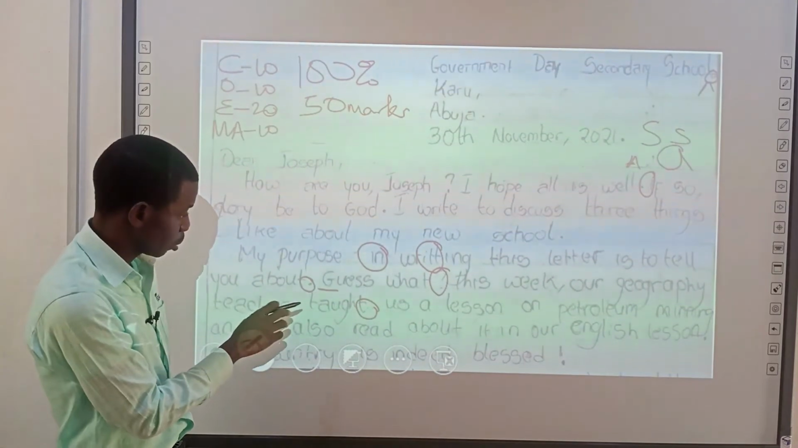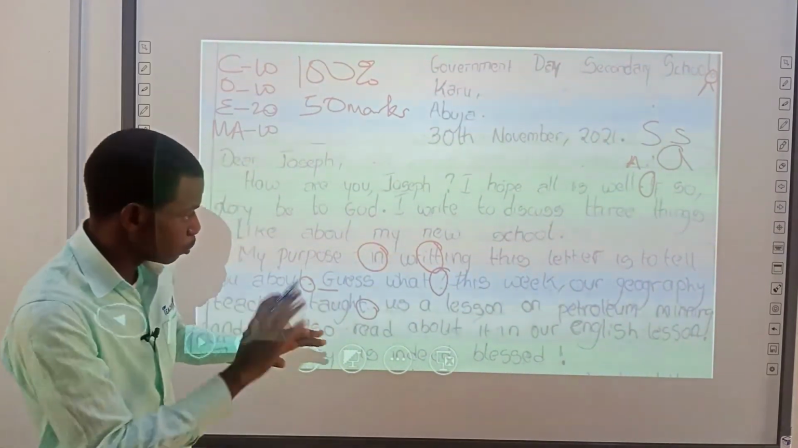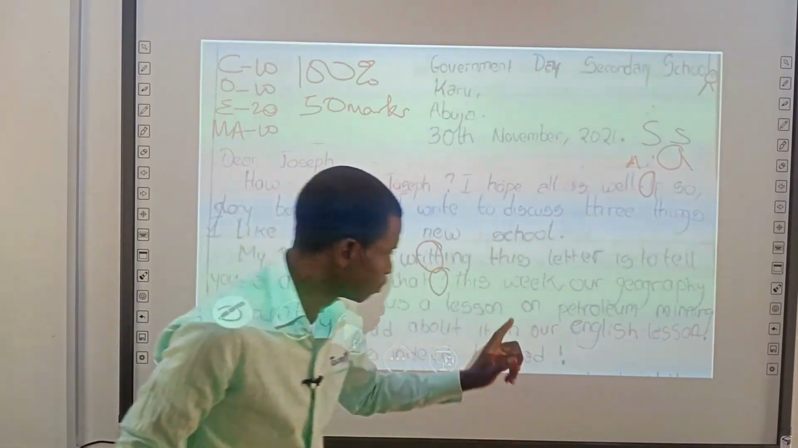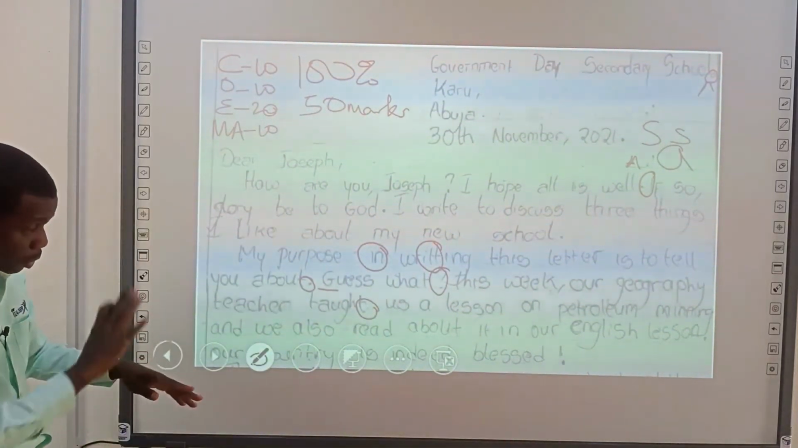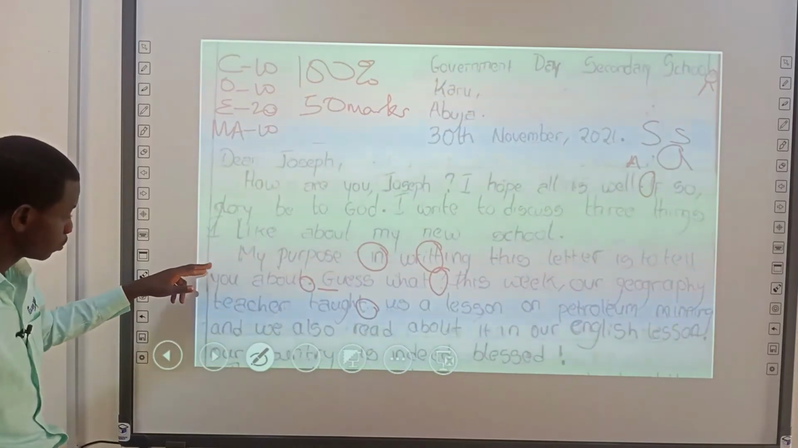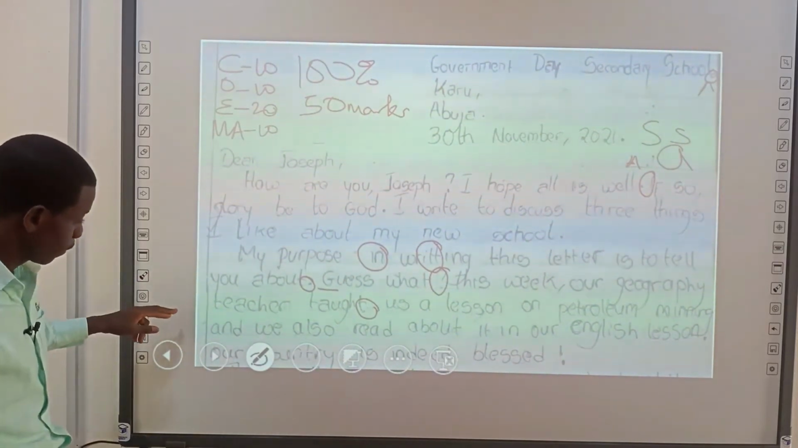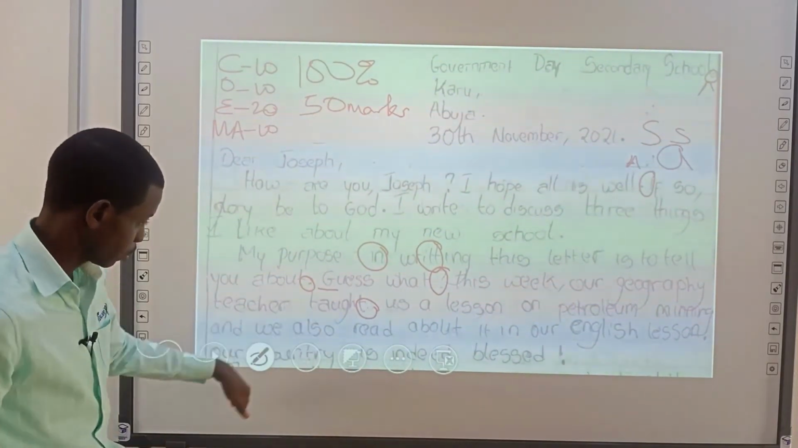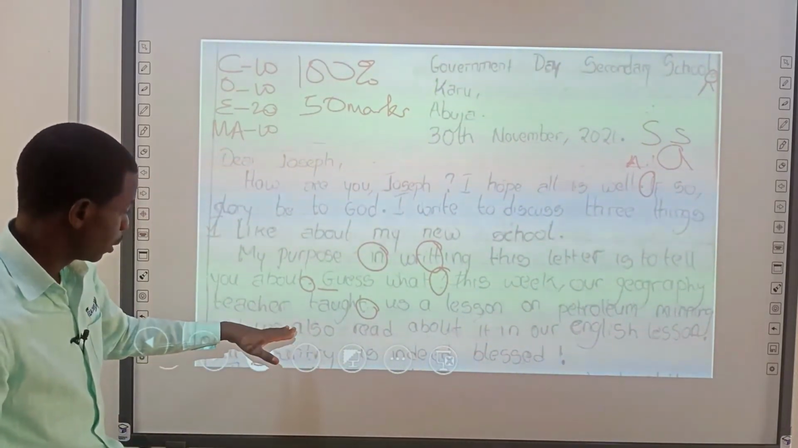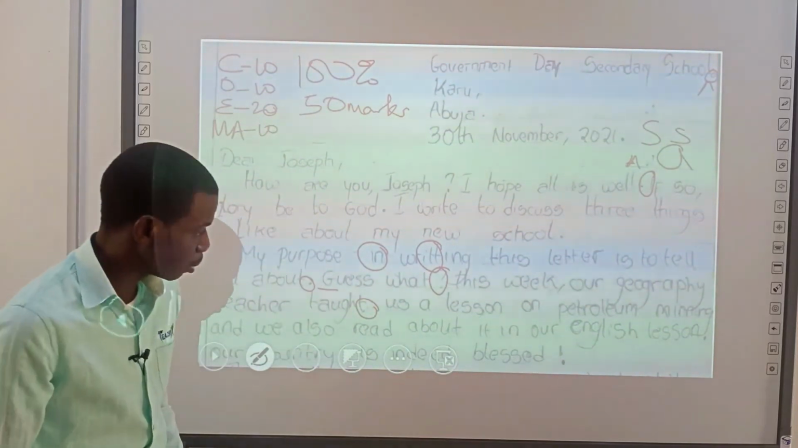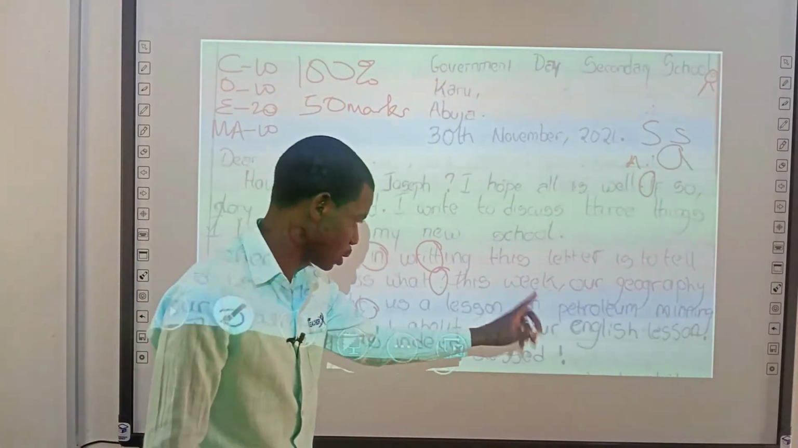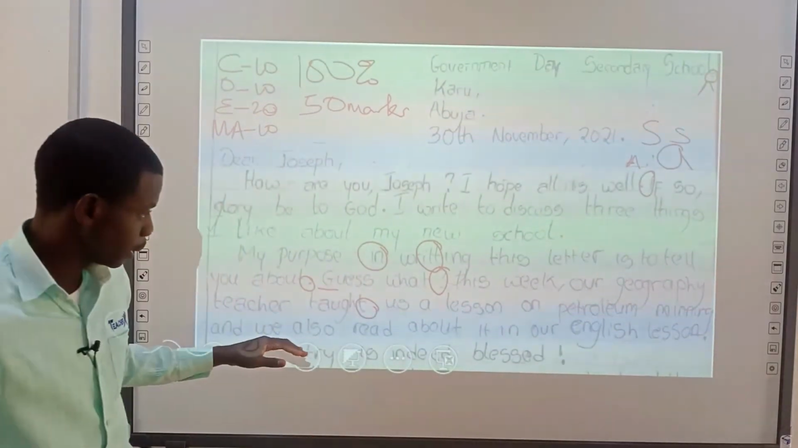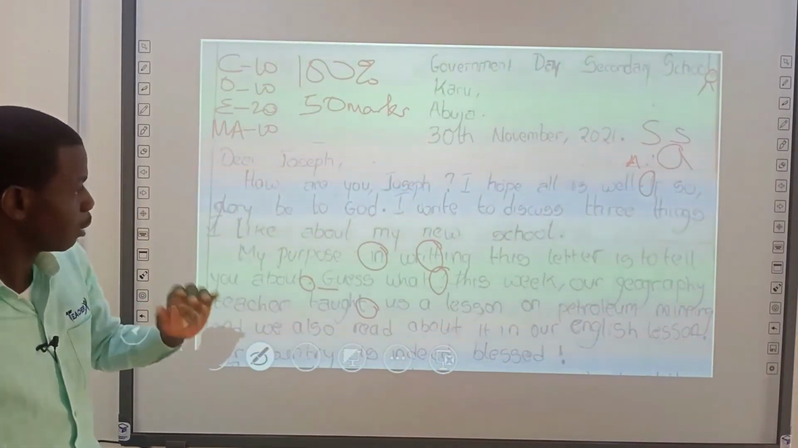Guess what teacher taught? Ring. Okay, geography teacher taught us a lesson on petroleum mining. Mining is wrong. I will still come back here. Let me just get the understanding of the whole thing. I wish this can just leave me alone. And we also read about it in our English lesson. Something is wrong. We are still coming back there. So let me get the clarity here now. Okay, I think I understand it now.